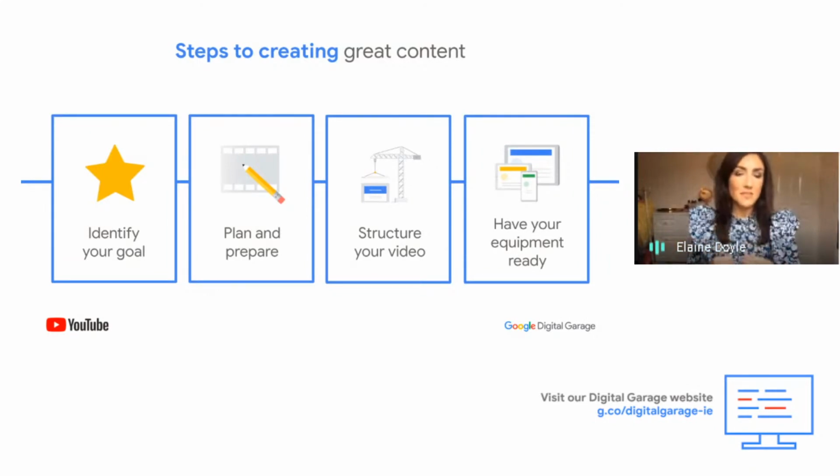There are some key steps to consider when you're creating your content. The first thing I think is really important is to identify your goal. This is kind of our approach to everything at YouTube. We really focus on the outcomes. What is it that we're trying to achieve overall? Sometimes I like to write a kind of success statement.